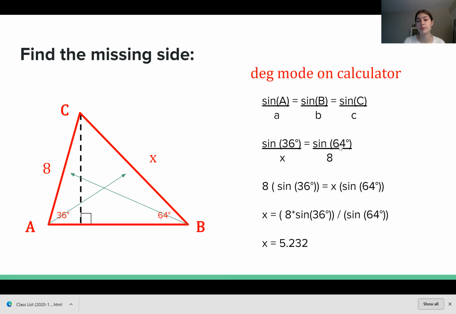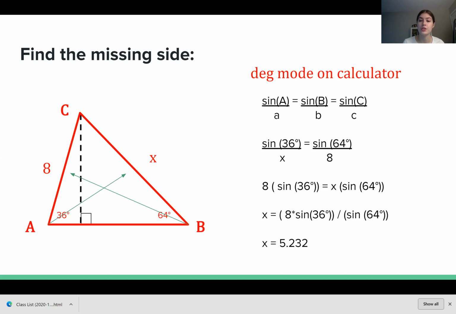So let's plug in B. We plugged in A, sine of 36 degrees divided by x is equal to, and then sine of angle B, which is 64 degrees, divided by side b, right, which is opposite of angle B, so that's 8. All right, and then all we're going to do after this is solve for x.